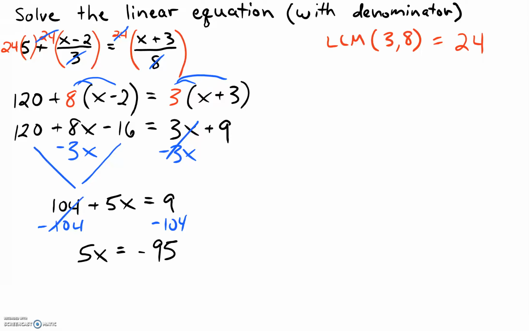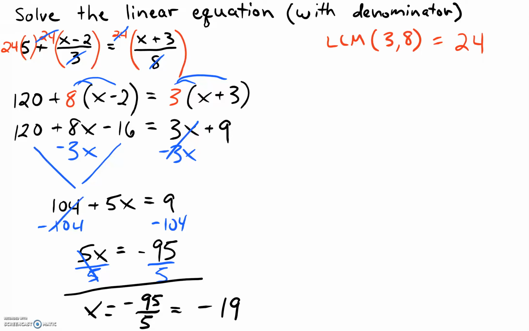Now we can divide both sides by 5. So we have x equals negative 95 over 5, which is the same thing as negative 19. And that is our final answer.